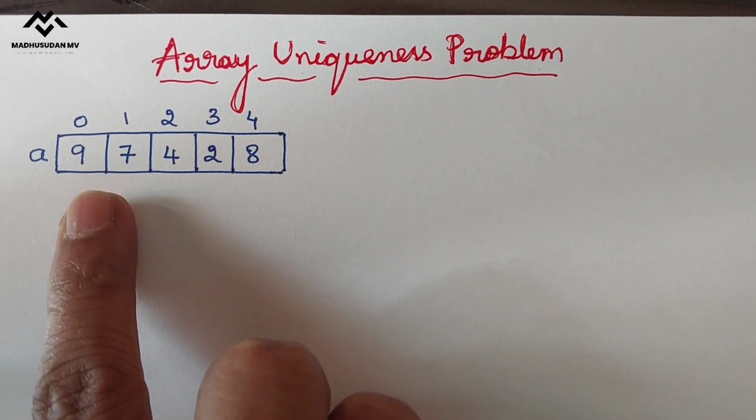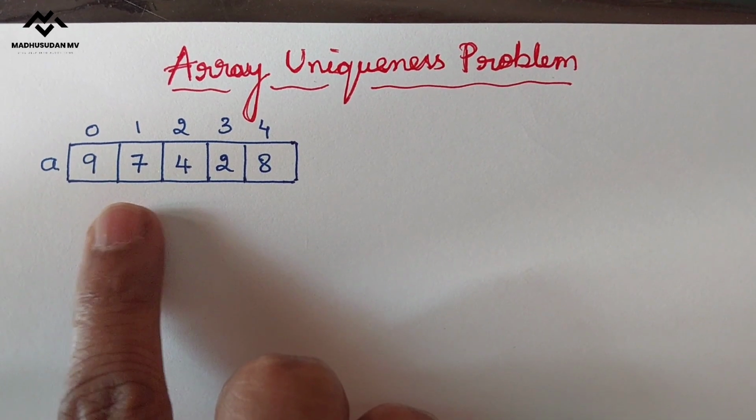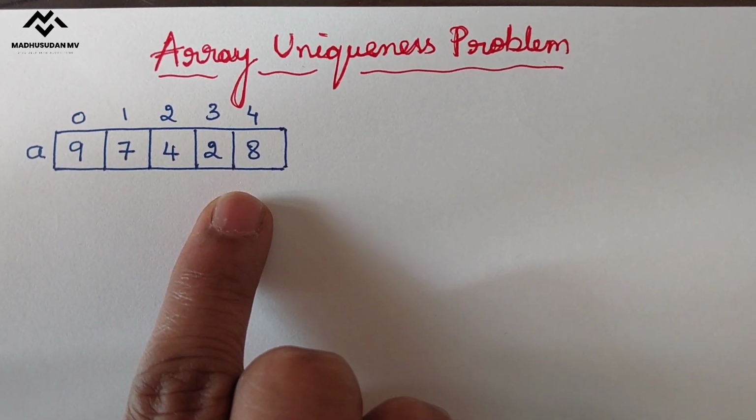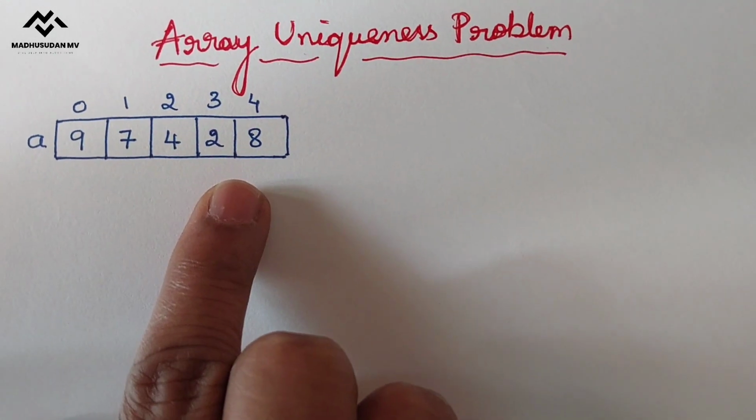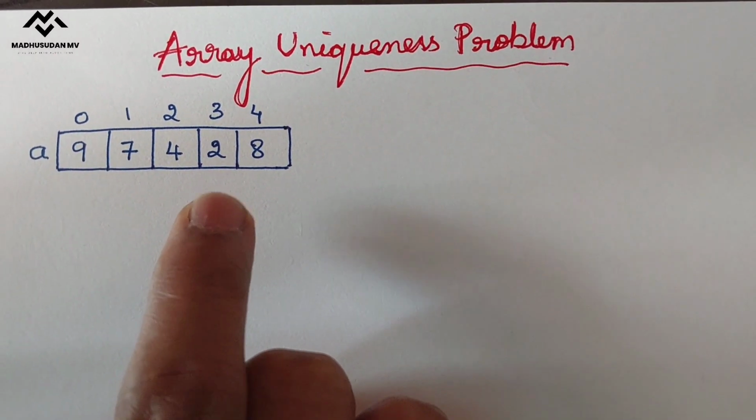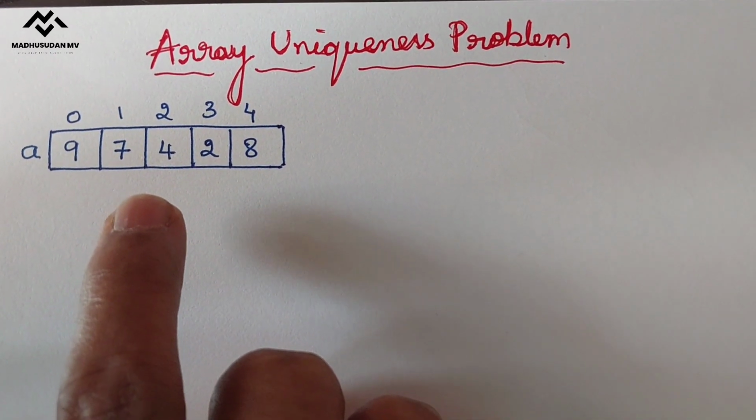This array has 5 elements. In this, all the elements are unique. That means all the elements are different from each other. That means all the elements are distinct. If an array has all elements distinct or unique, then we can say that the array is unique.